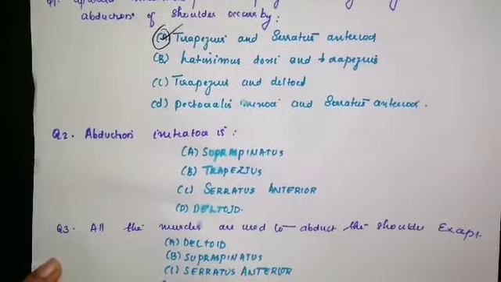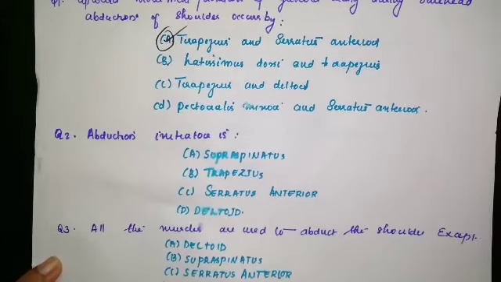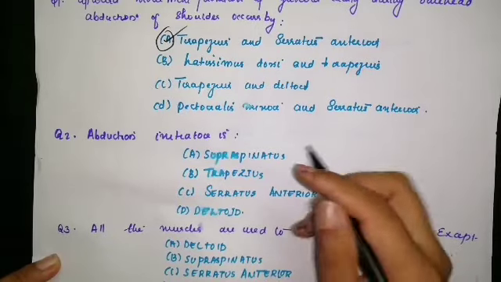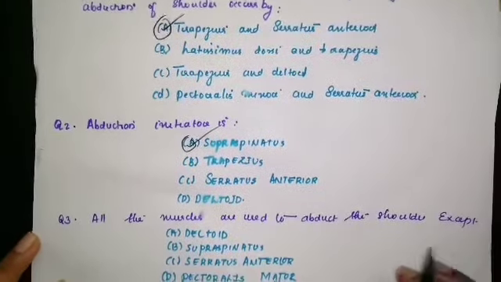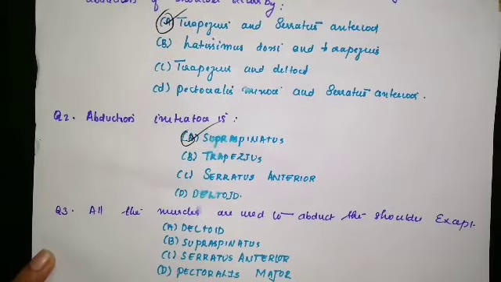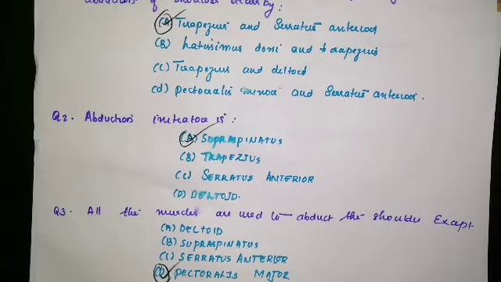Second question is, abduction initiator is? We know that for 0 to 15 degree abduction, the abduction initiator is supraspinatus. Option A is the right answer. Question number 3 is, all the muscles are used to abduct the shoulder except? We know that deltoid, supraspinatus and serratus anterior are abductors. But pectoralis major is not an abductor, it is an adductor. So the answer is option D, pectoralis major.